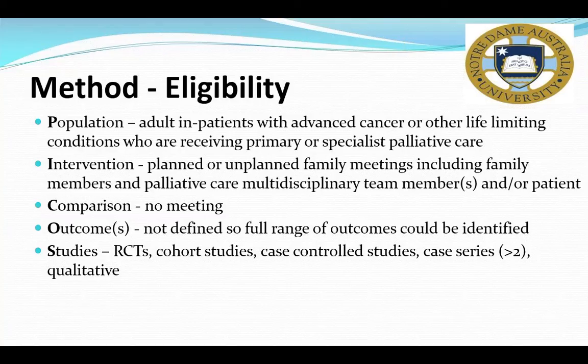My outcome I didn't define because I didn't really want to determine the outcomes I was looking for. I wanted the literature to provide me with the outcomes of family meetings. That was part of my search. And then the types of studies, which as I said already were RCTs, cohort studies and qualitative studies.